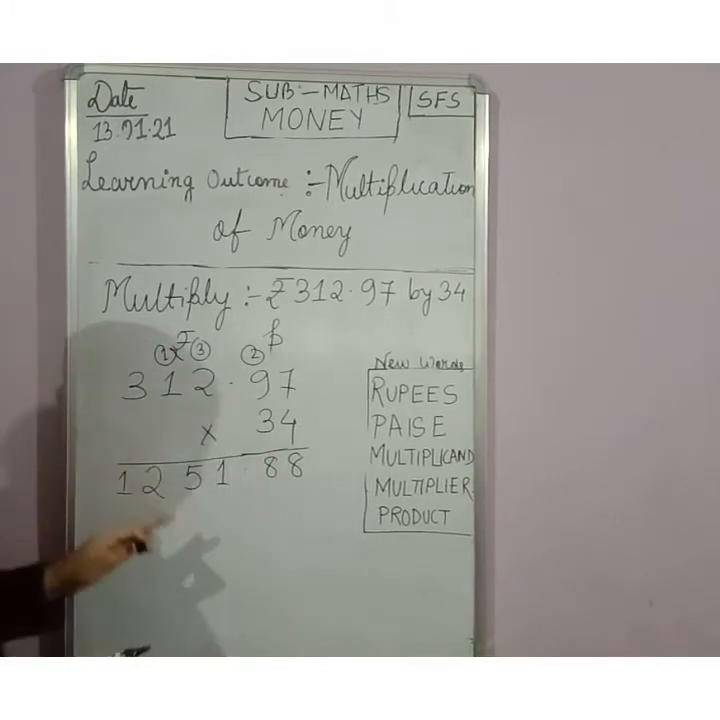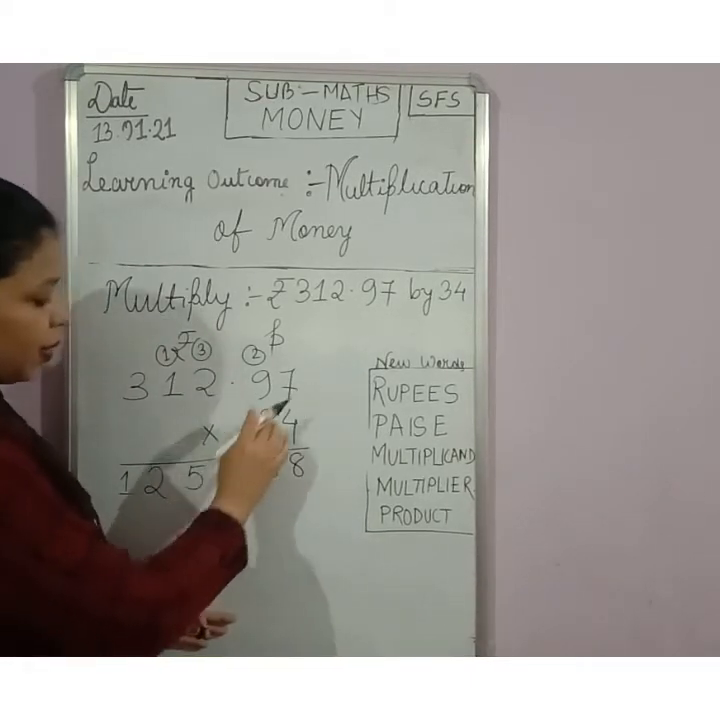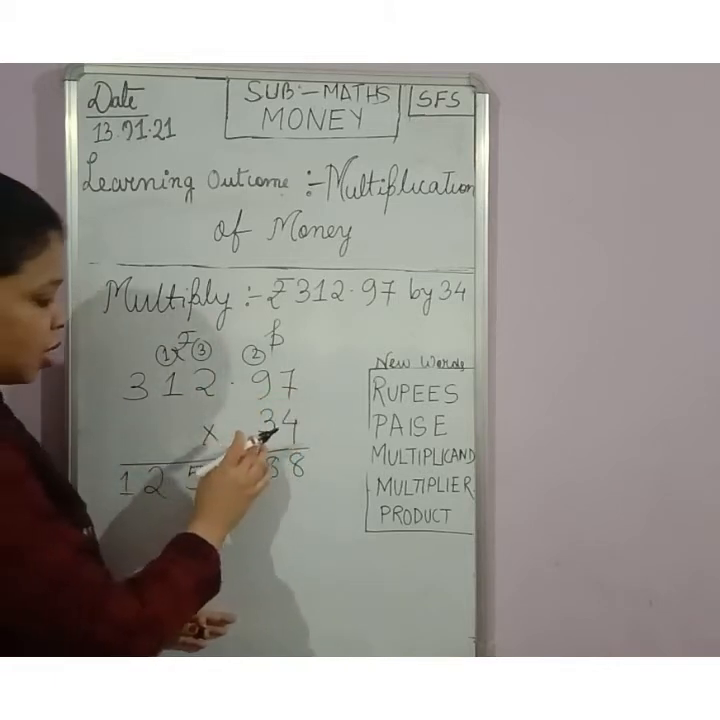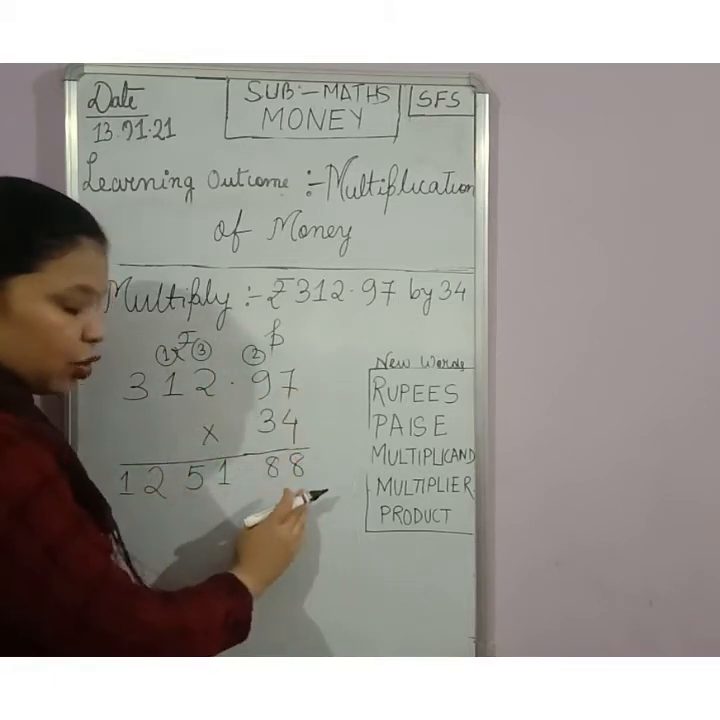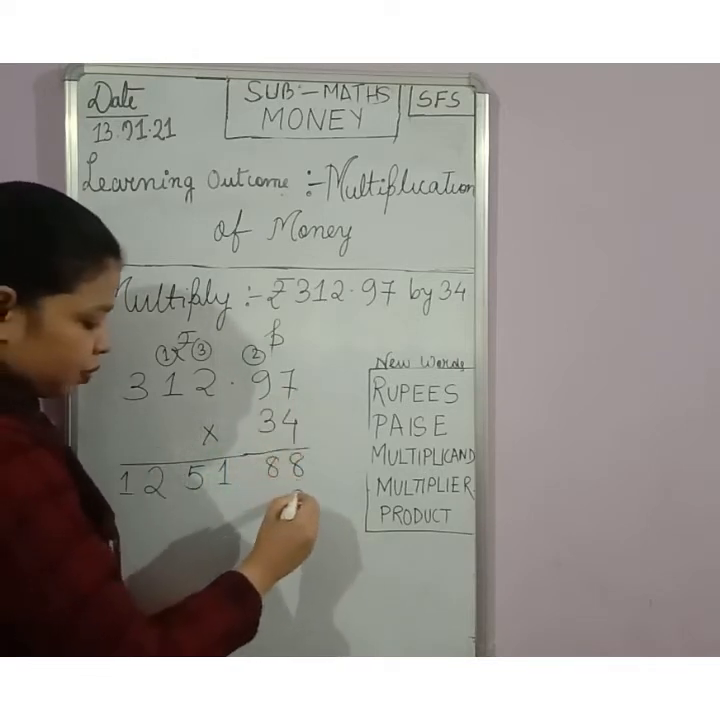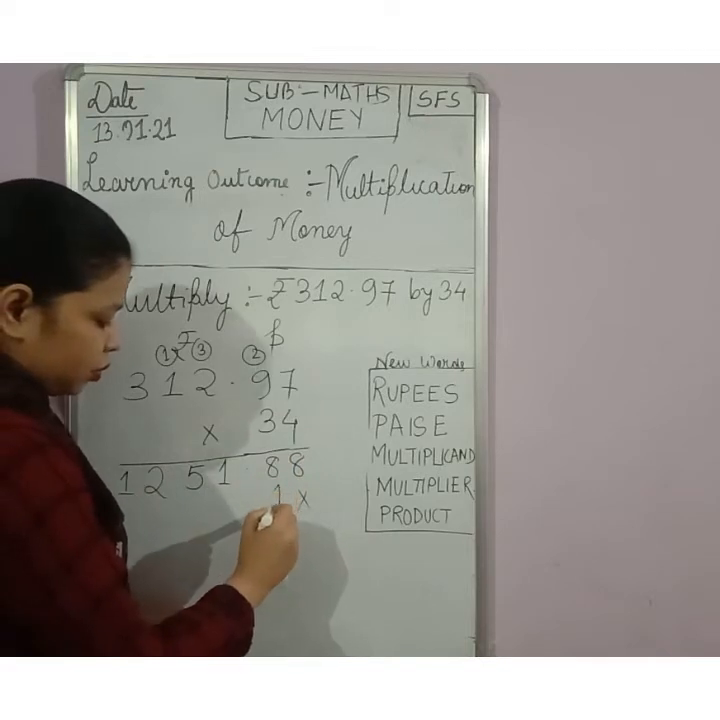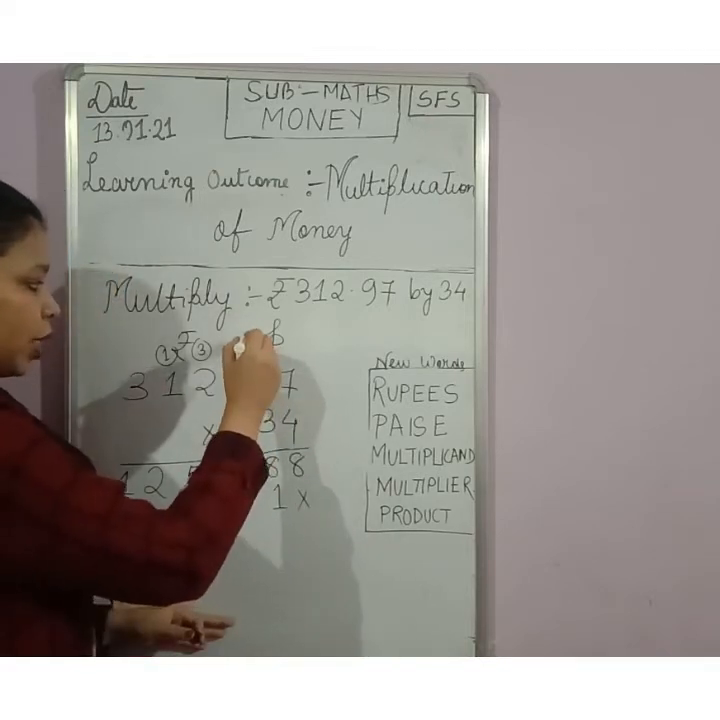Let us take the next step, that is with 3. Now 3 will multiply the 5 numbers. 3 into 7. We have to skip a step here, so you can give a cross mark here. 3 into 7, 21, 2 again carried over.